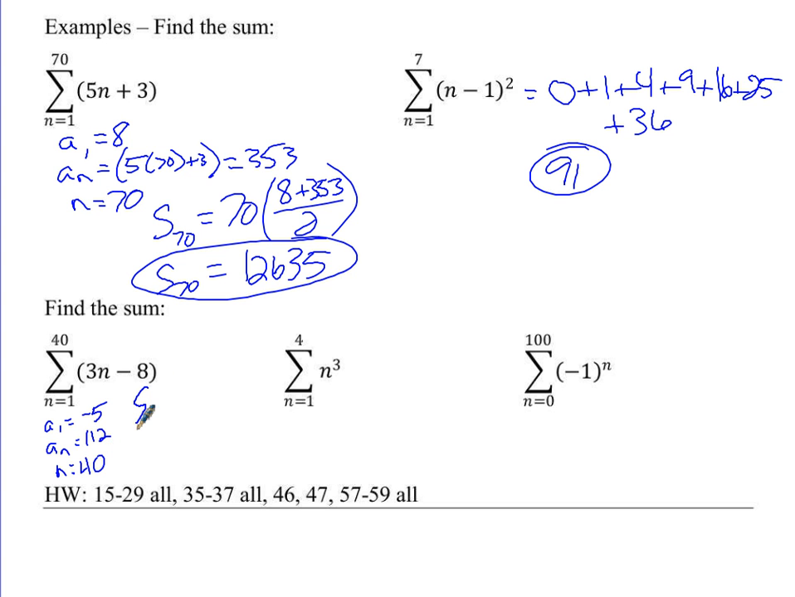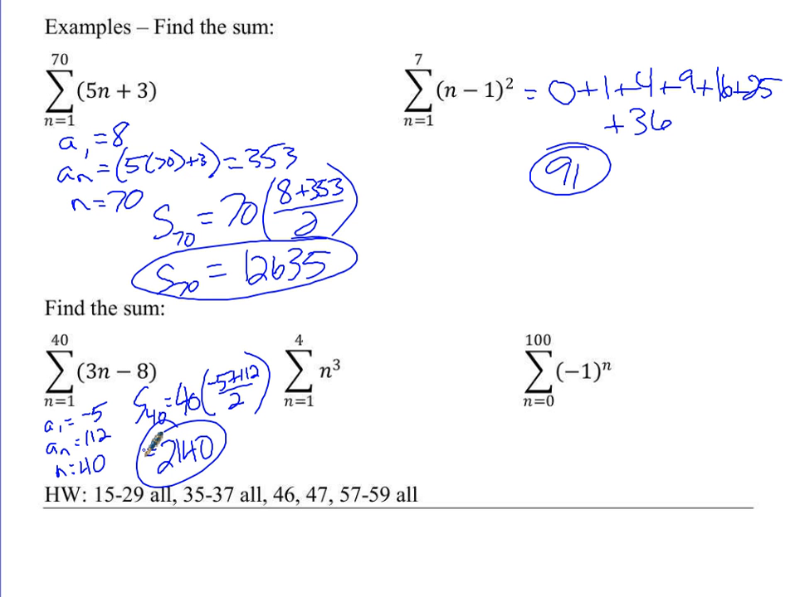Now, S sub 40 equals negative 5 plus 112 over 2. So what do we get for an answer? 2140? Okay. Good. And the next one, what are we going to do there?